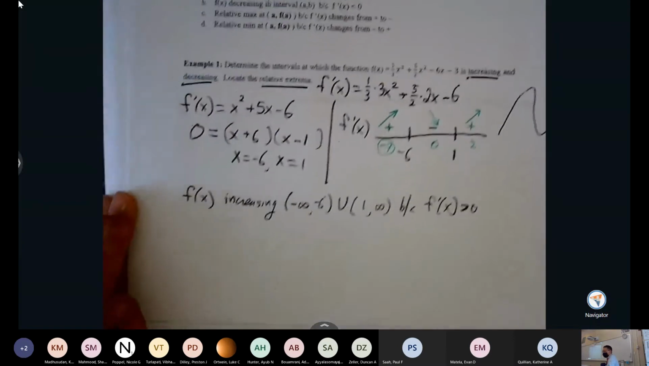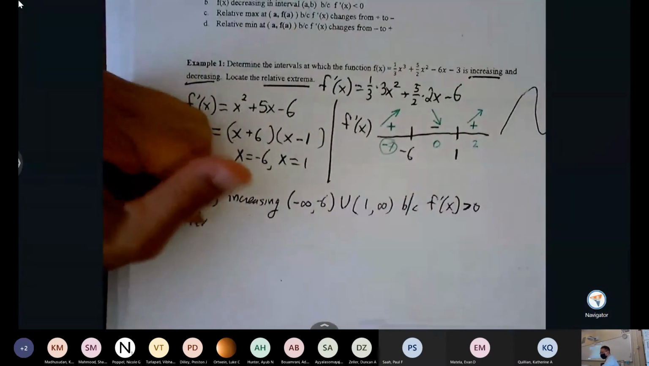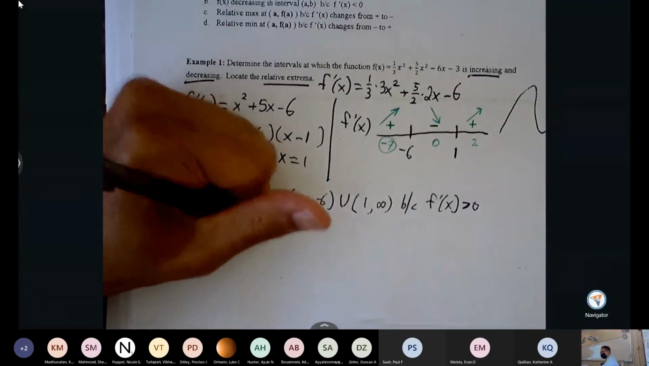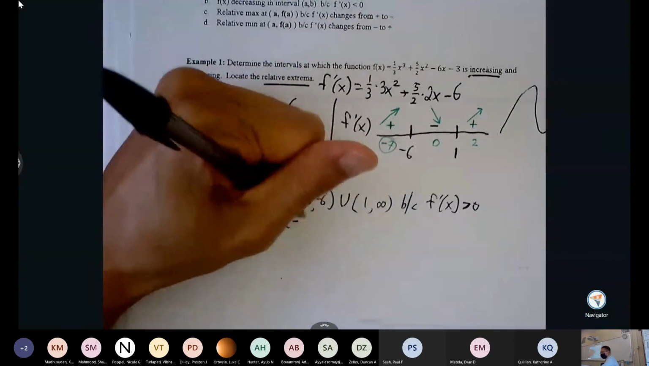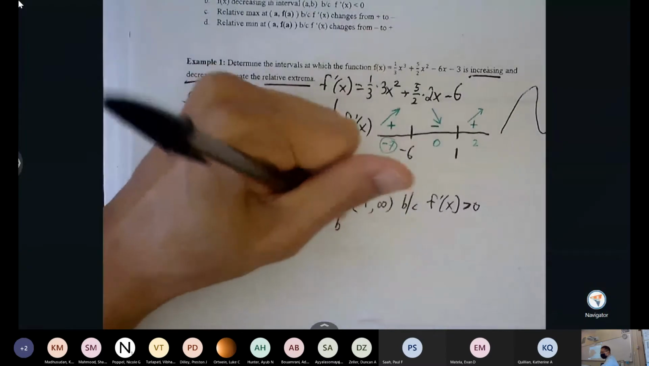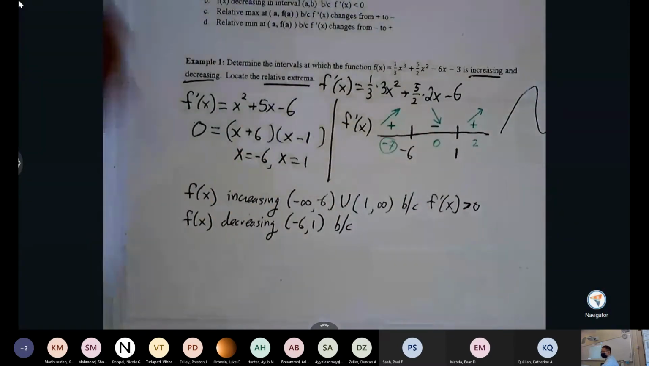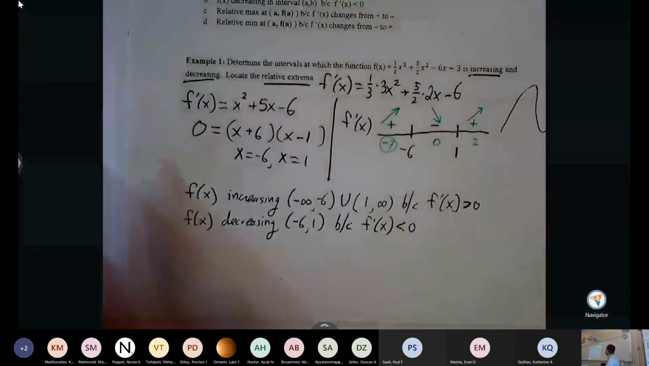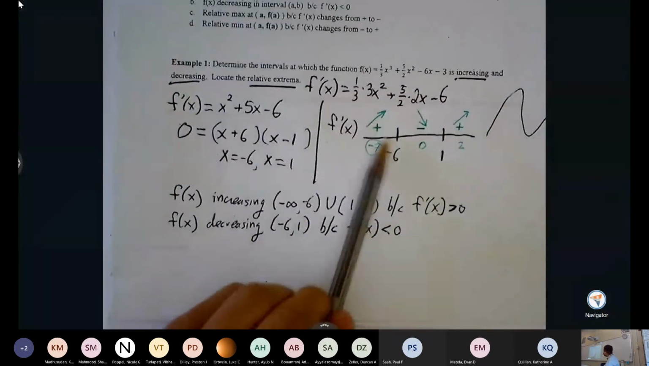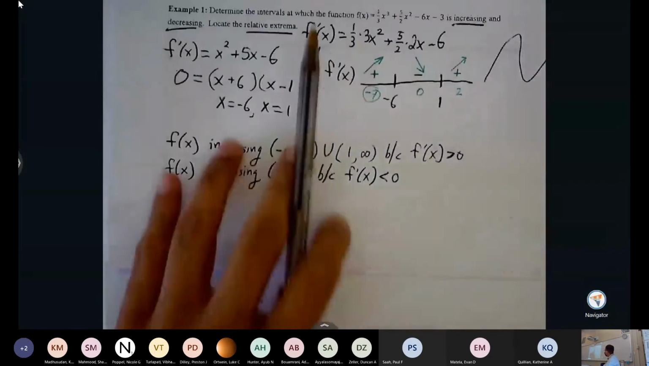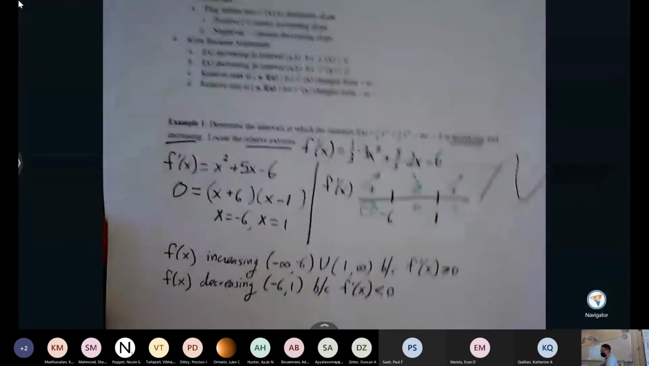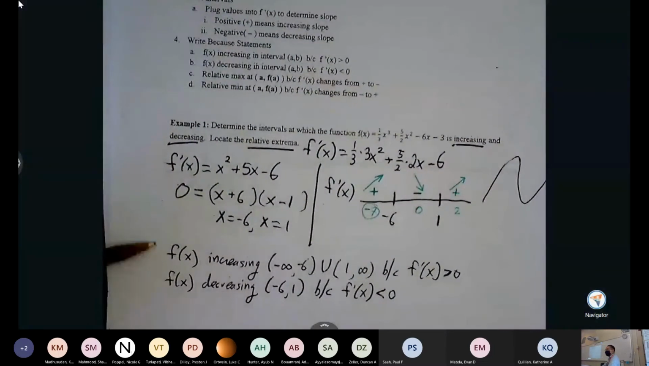Our function is decreasing from -6 to 1 because f prime is less than 0. So once you create the sign line, this is easy because you're just translating this into words. Okay. But let's talk about max and mins here. Well, first off, any questions here? Are we good? Increase, decrease, just pulling information from our sign line.